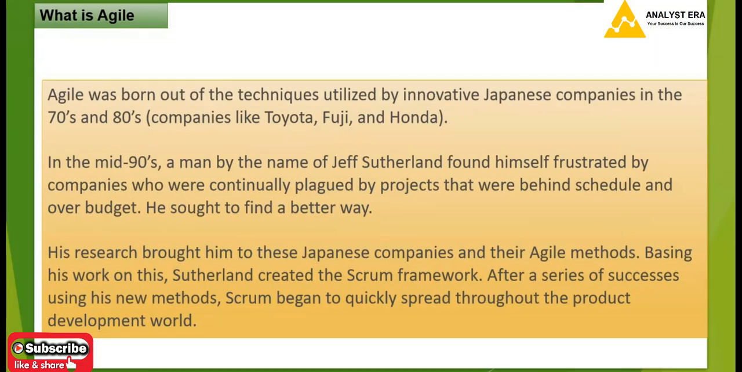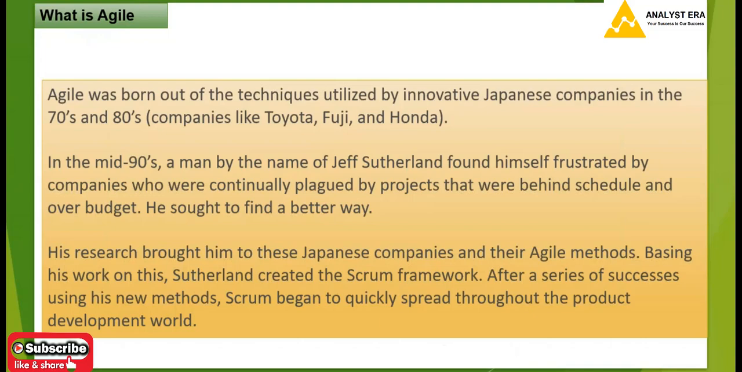Agile was born out of techniques utilized by innovative Japanese companies in the 70s and 80s. Companies like Toyota, Fuji, Honda were using a few processes inside their companies. So what are these processes? There were many processes in place, and they were using Agile in the 70s and 80s when the West was not using it. They were already using Agile methodology.